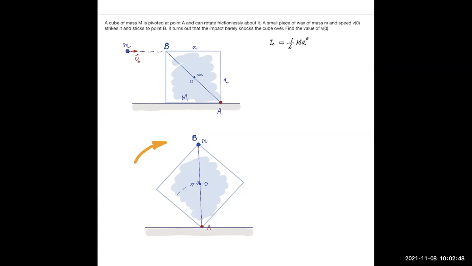So let's do that. Let's write down the first equation for the conservation of angular momentum. We have the initial angular momentum coming in. So let's write down the collision process.